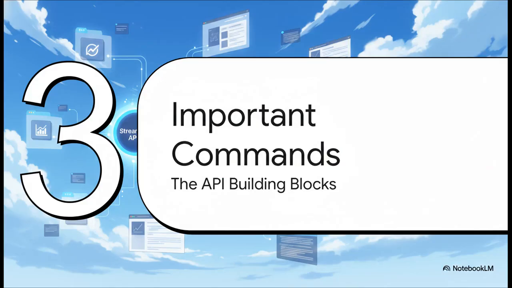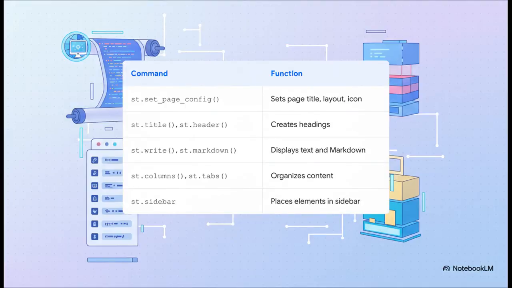All right, now for the core of it all, the API. Let's walk through the essential commands that are basically the building blocks for any Streamlit app you're going to create. The first thing in almost any script is st.set_page_config. This lets you set the browser tab title, the little icon, and the overall page layout, like making it wide. Then you have your standard text elements, like st.title and st.header for structure. For organizing your app, st.columns and st.tabs are absolutely essential for keeping things clean. And if you want to put any element into the sidebar for global controls, you just prefix it with st.sidebar.